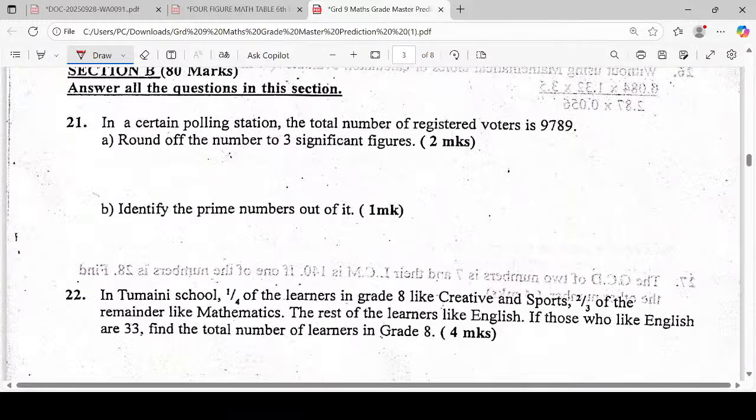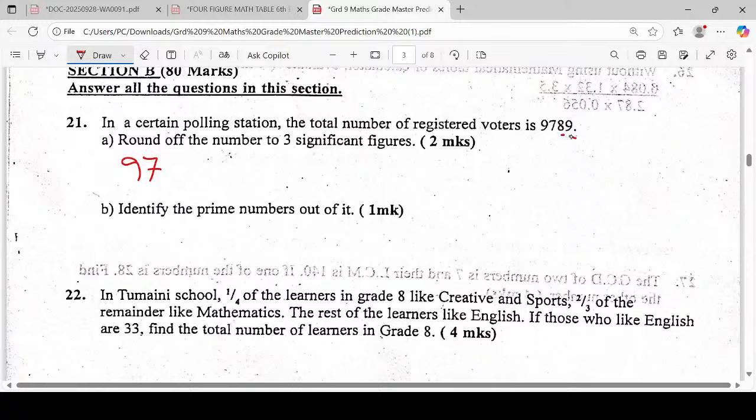Allow me to go very fast to section B of our discussion. In a certain polling station, the total number of registered voters is 9,789. Round off the number to 3 significant figures. The first significant figure is 9. The second significant figure is 7. The next significant figure is 8.